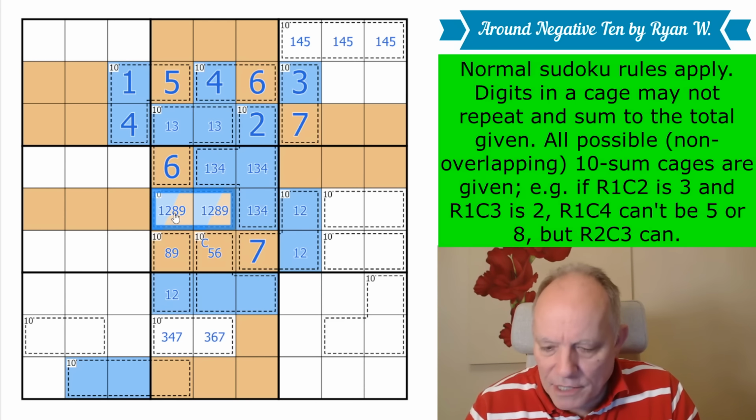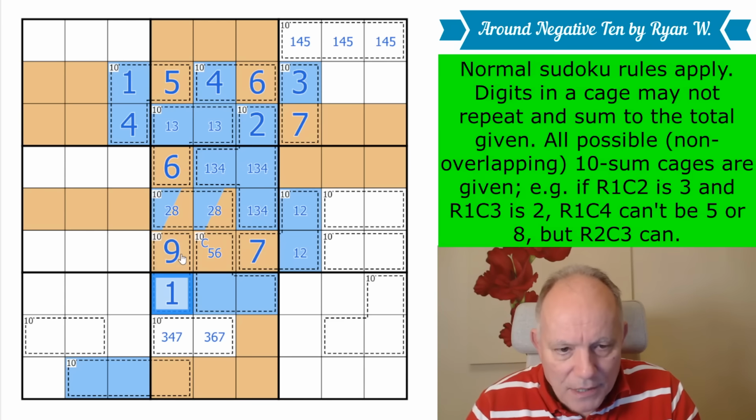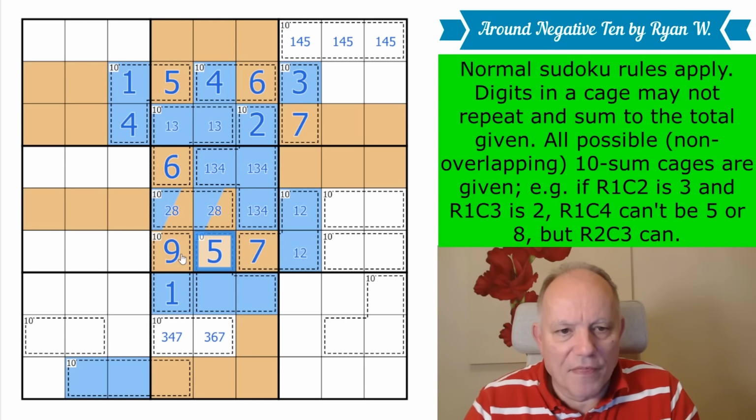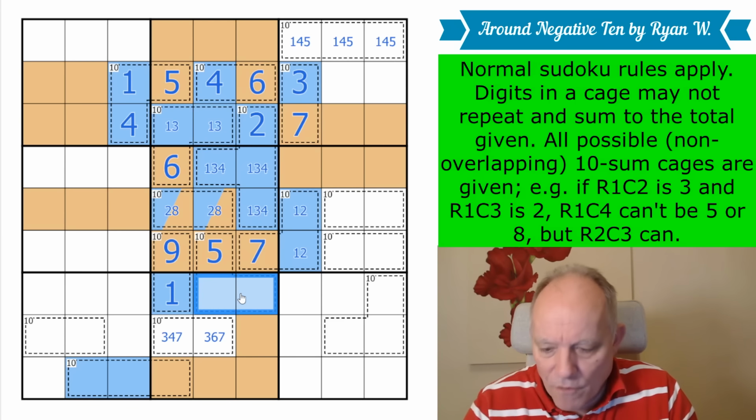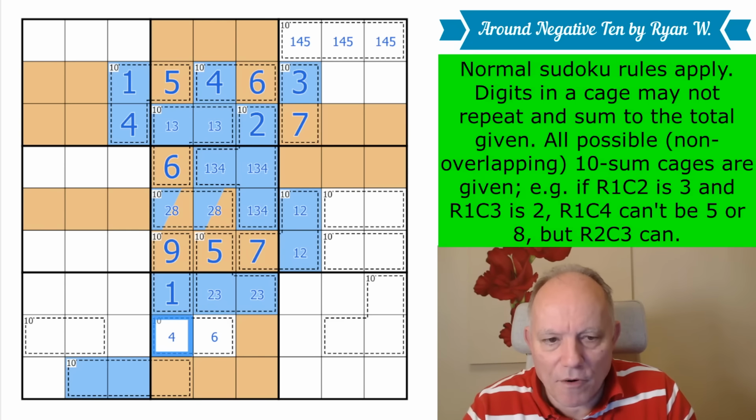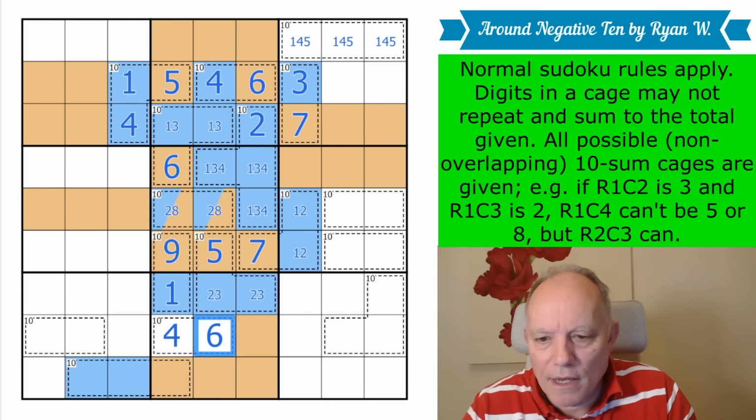This cage contains 2 and 8. I don't know the order. This is a 9. That's a 1. This is 5 in the box. This pair is now 2 and 3 because they don't have a 1 in. Now I can take 3 out of this cage and it must be 4 and 6, and we know the order, and I could colour up the cells.